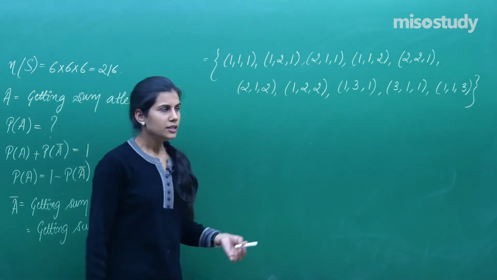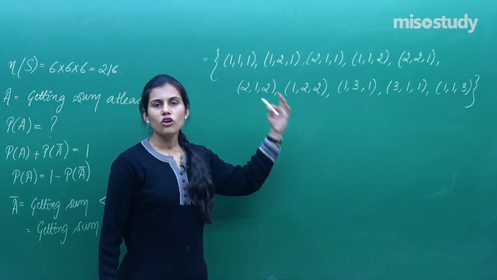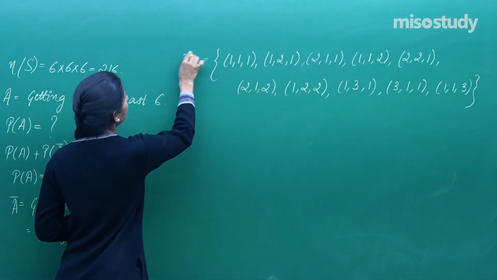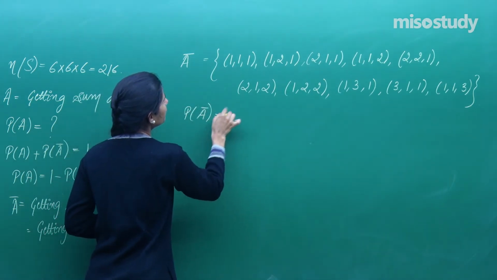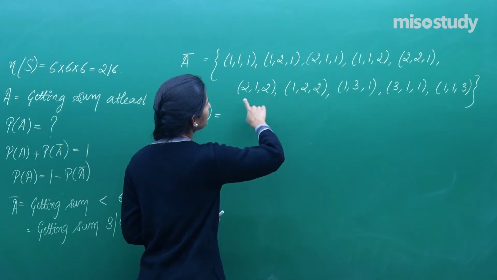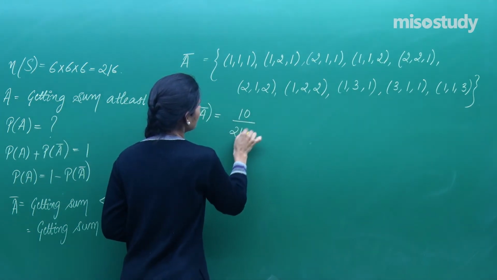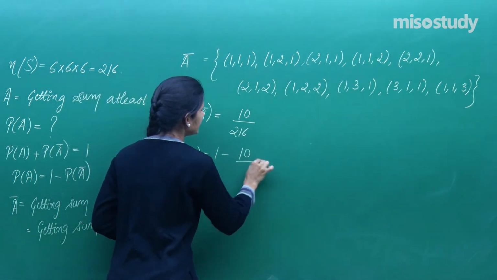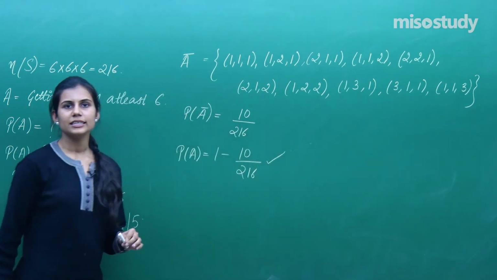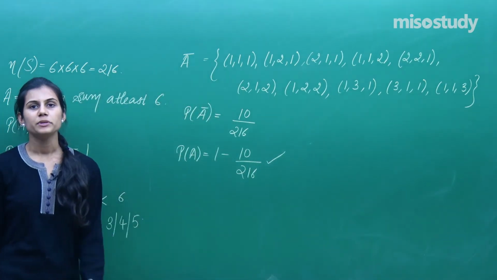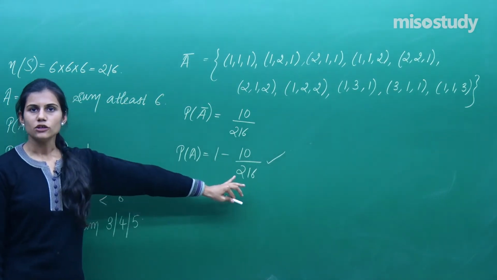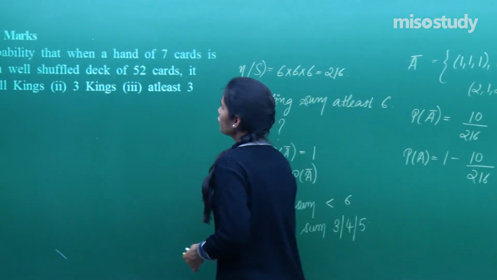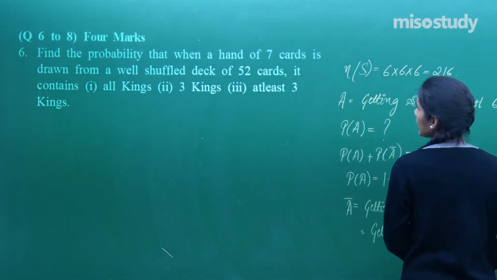That's it. These are all the possible outcomes which can give me 3 or 4 or 5 as the sum. So these are my favorable outcomes to my event A bar. So probability of A bar will be number of favorable outcomes, which is 1, 2, 3, 4, 5, 6, 7, 8, 9, 10. That is 10 upon total number of possible outcomes, that is 216. So probability of event A will be 1 minus 10 upon 216. You can always evaluate this. This is the probability that the sum is going to be at least 6: 1 minus the probability of sum being less than 6. Clear?